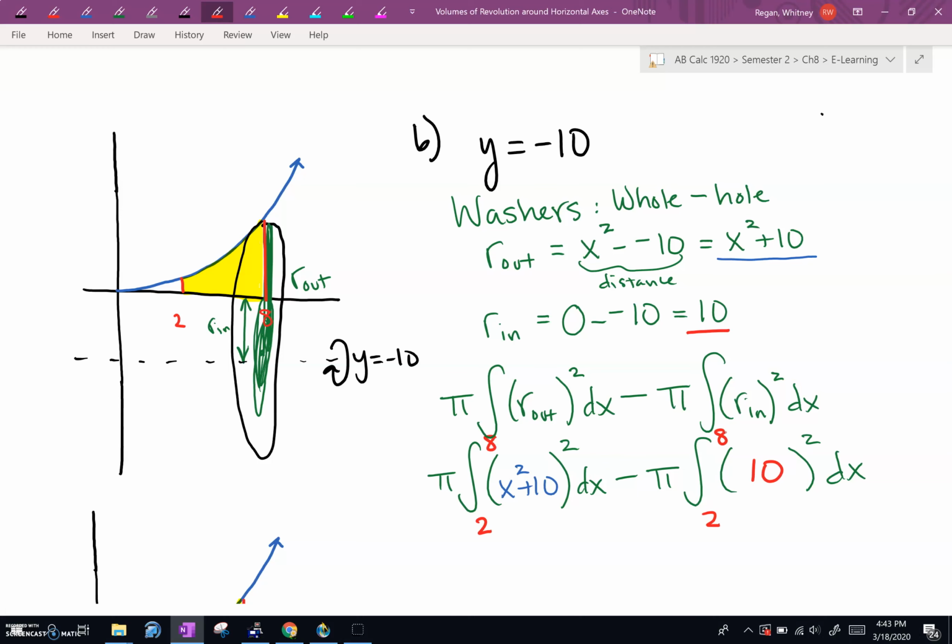But sometimes the axis that you rotate around is actually above your region. So this was below, we're going to go above. So let me set that up for a second, I'll be right back.